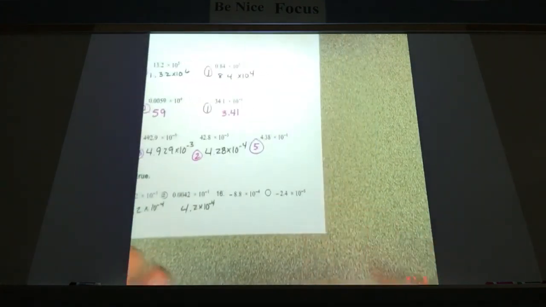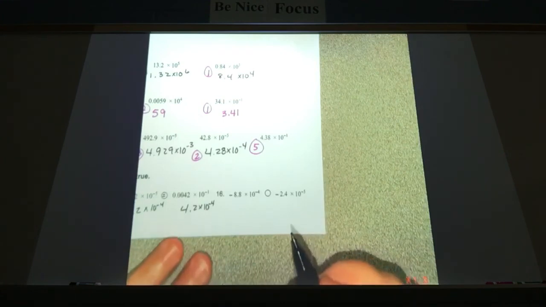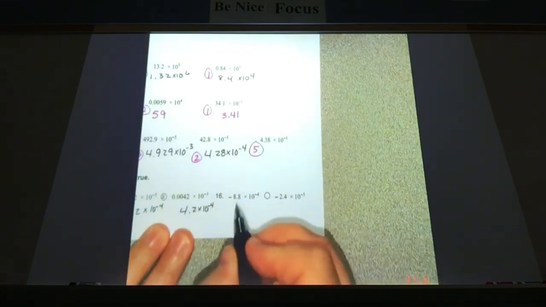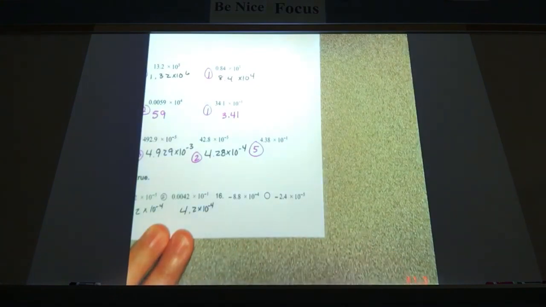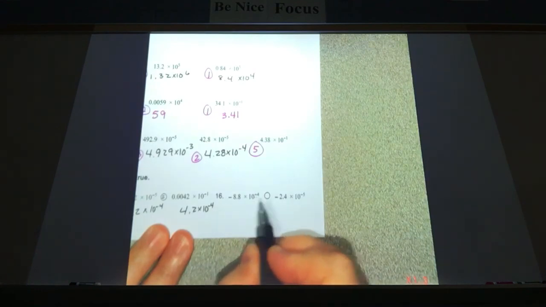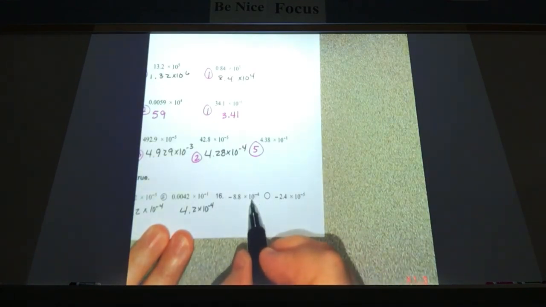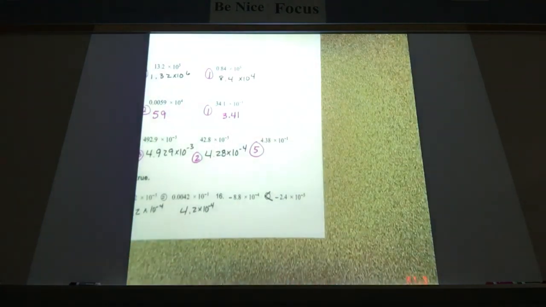And finally, these ones are negative, so this one's going to be just a little bit backwards. This one, they're both in scientific notation. So which one is greater? This one has a higher coefficient, so it's greater. But what it means is it's more negative. If it's more negative, it's smaller.